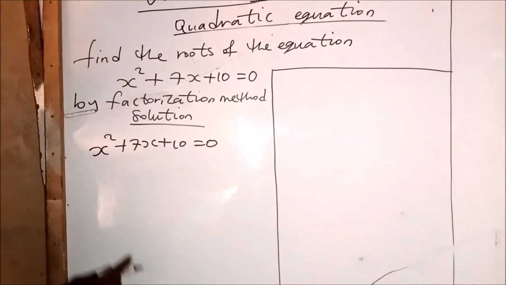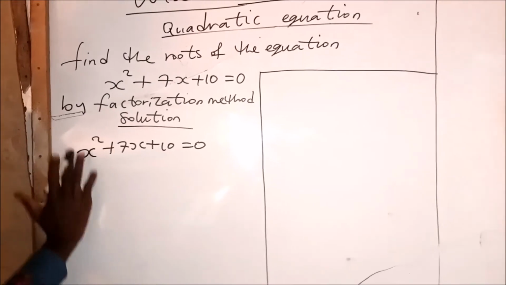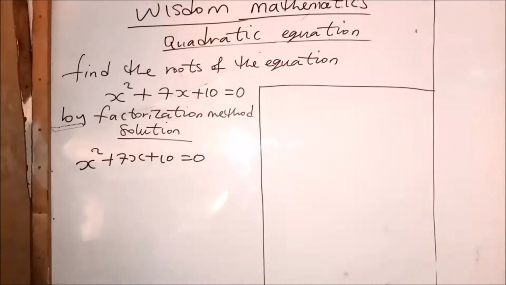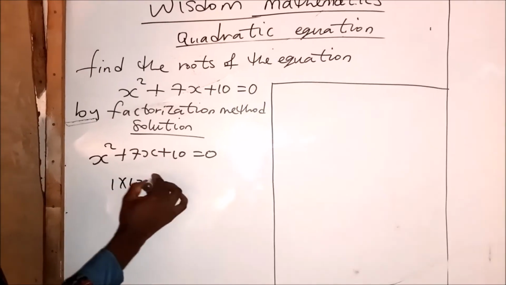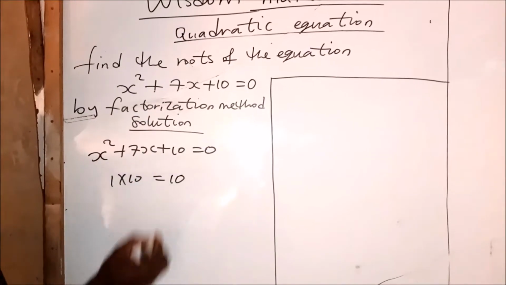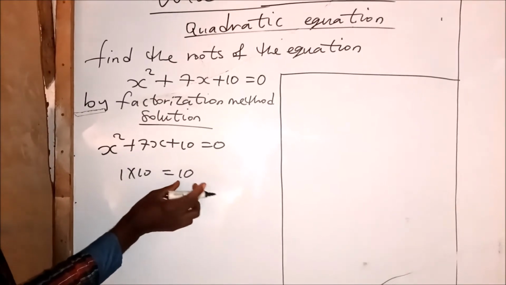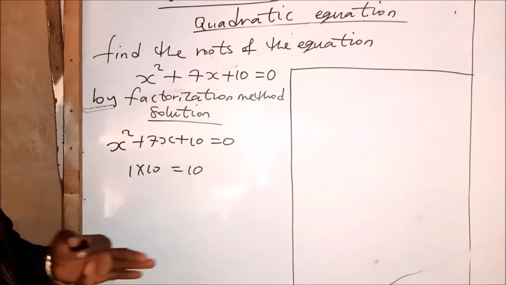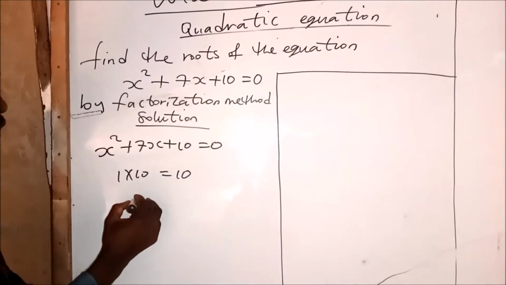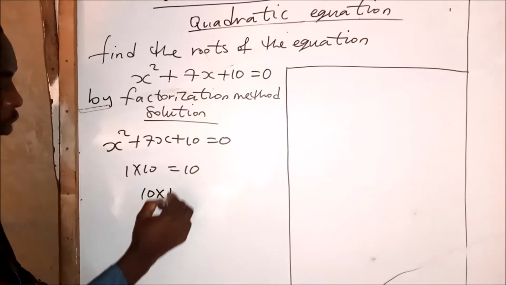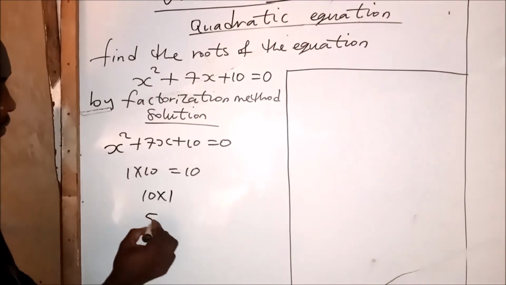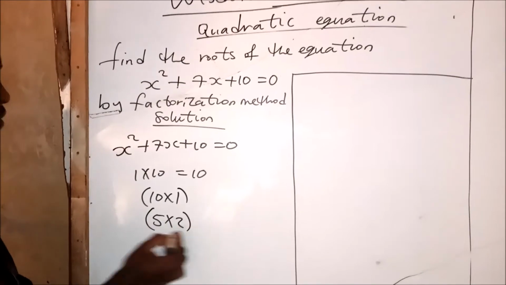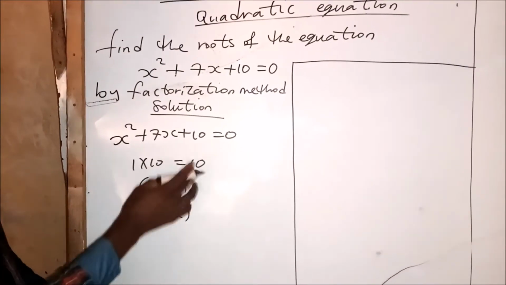Now let's look at this. The coefficient of x squared here is 1 and the constant is 10. When we multiply them together, we are going to have 10. Now let's look at the factors of 10. That is two numbers that we multiply to give you 10. We have the first set as 10 and 1. We have another set as 5 and 2. Now each of these can be pairs of factors of 10.